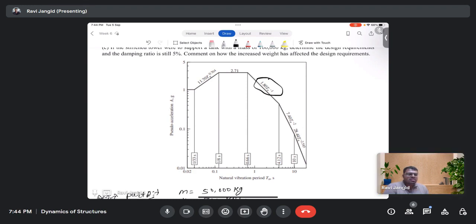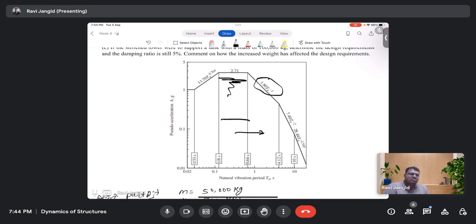Below 1 second, between 0.1 second, in the range of 0.66 to 1.8 seconds it should be. So as our time period increases, our seismic demand also reduces. That's what I'm asking.